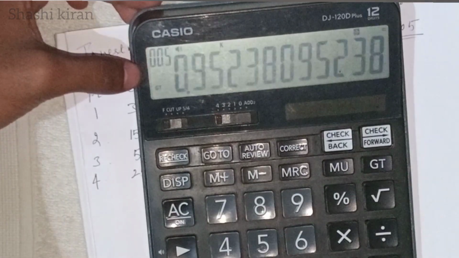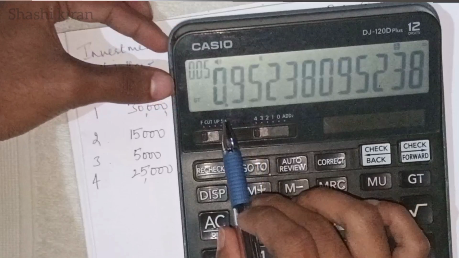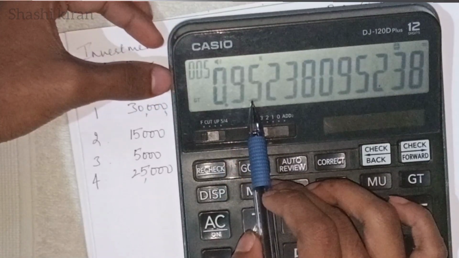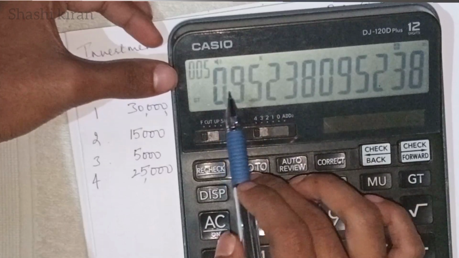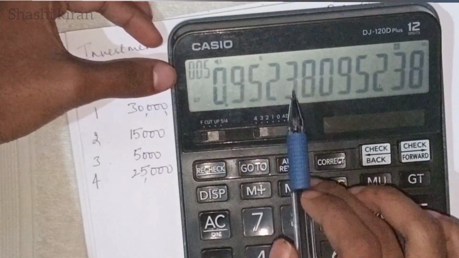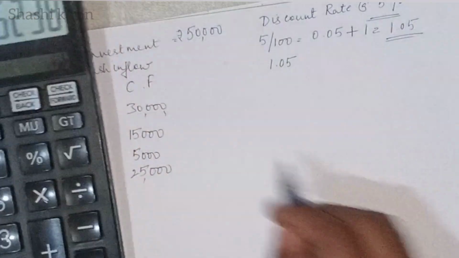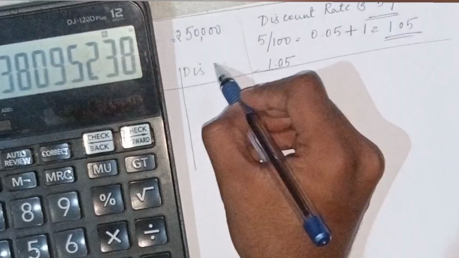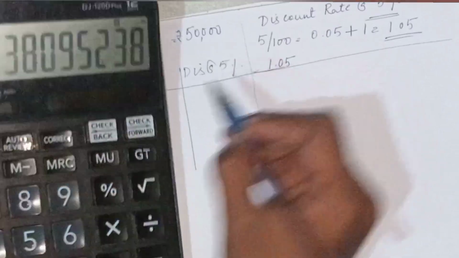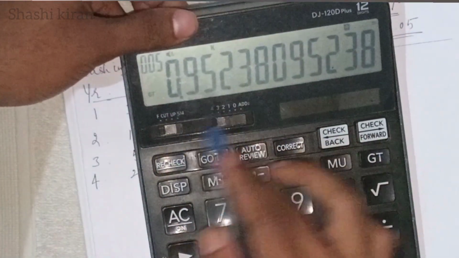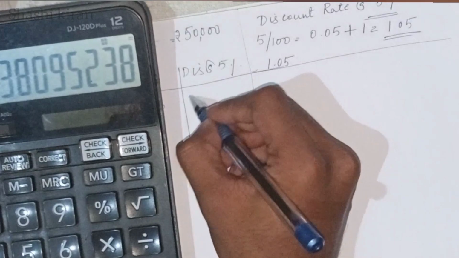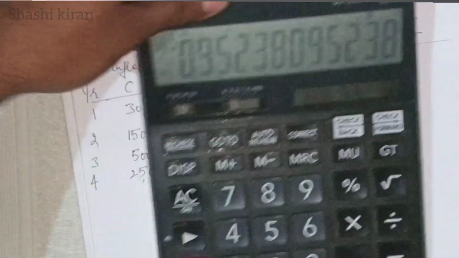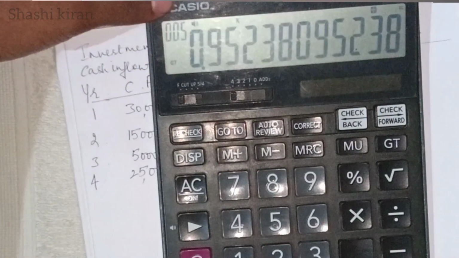If you press the equals button next time, you will get 0.952. 0.952 means the 1 rupee value will be 95 paise at the end of 1 year. Now we need to note down this figure. Before that we will make a table for discount rate at 5%. The figures which you have got from the calculator, you need to write. 0.952, we need to write it at year 1.